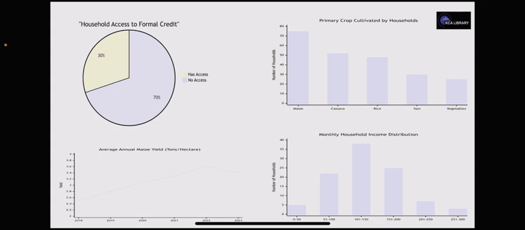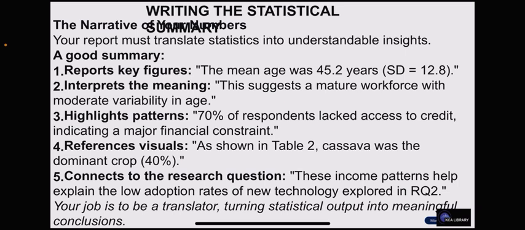So now this is a visual example of what we are talking about: a pie chart, bar chart, histogram, and all. So let's move on to writing the statistical summary, the narrative of numbers. In writing a statistical summary, your reports must translate statistics into actionable insights.